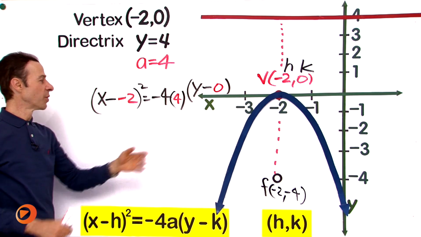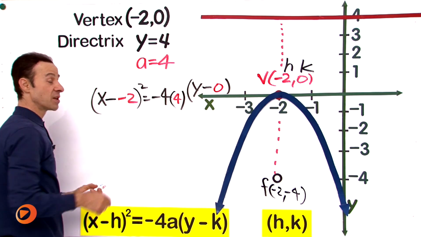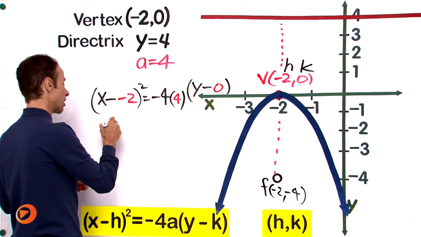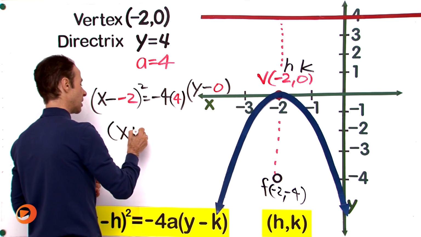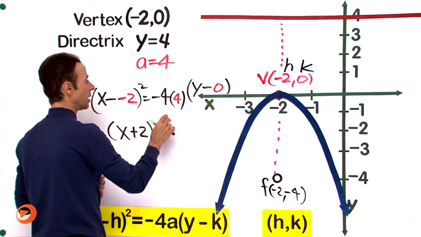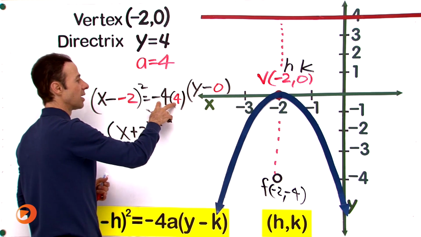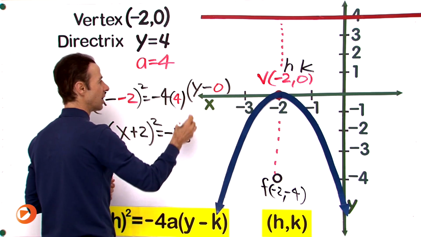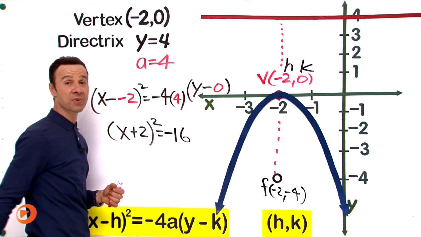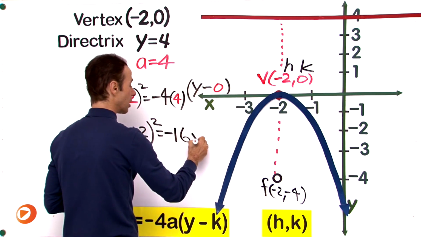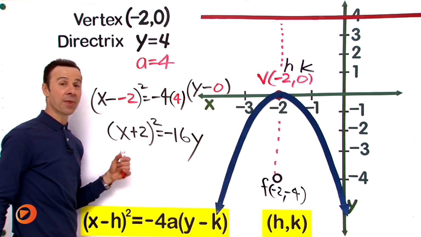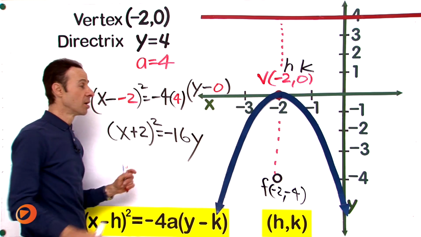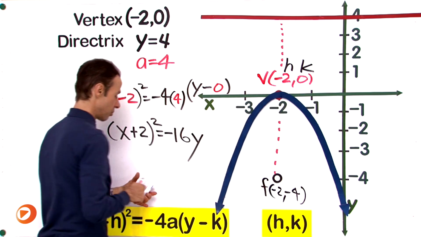So let's simplify this now. We've got two negatives there. That'll turn into a plus. So that'll be x plus 2 all squared. Negative times a positive is going to be a negative, so that equals negative 16. And y minus 0, we just dropped the 0, so that's just going to be y. And that is the entire equation for this parabola right there.